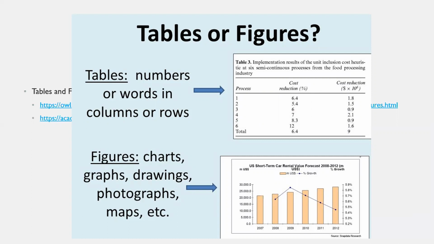So a table might look something like this, and I'll show you some other examples as well. Figures, on the other hand, are going to be your graphs, so bar chart, histogram, line chart, pie chart. All of that is more so what we would call a figure.